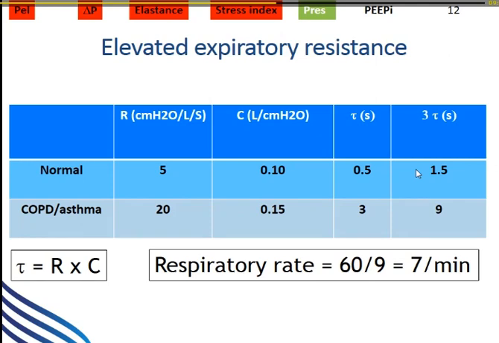And it is commonly assumed that we need 3 to 4 time constants to reach FRC. So in a normal subject, you will need 1.5 to 2 seconds to reach the FRC. But in a COPD patient or severe acute asthma patients, the resistance is very much higher. The compliance is higher due to emphysema, and therefore the time constant is very much higher, 3 seconds, meaning that you need 9 or even 12 seconds for the FRC to return. And if you look at what happens for the respiratory rate for a 3-time constant value, you get a respiratory rate of 7 breaths per minute, which is difficult to sustain for the patient or even to set on the ventilator.